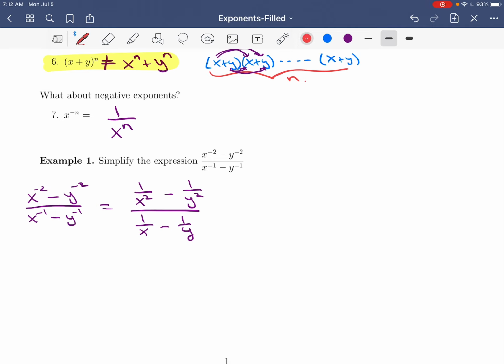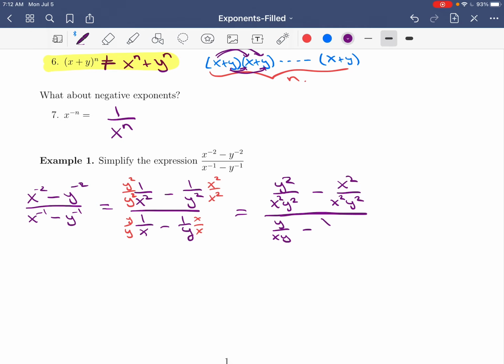So on the top, the common denominator is going to be x squared y squared. So that means I need to multiply this term by y squared over y squared, and that term by x squared over x squared. And on the bottom, it's going to just be x times y. So I multiply this term by y over y and this term by x over x. So that's going to give me y squared over x squared y squared minus x squared over x squared y squared, and that's all over y over xy minus x over xy.